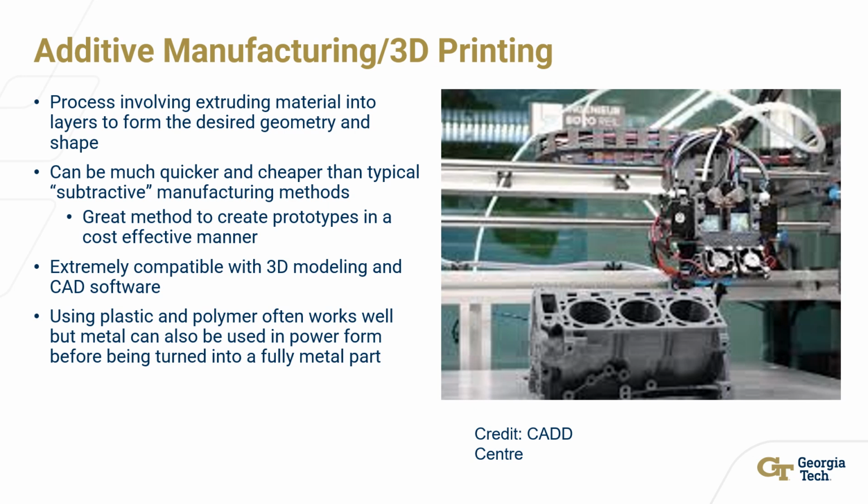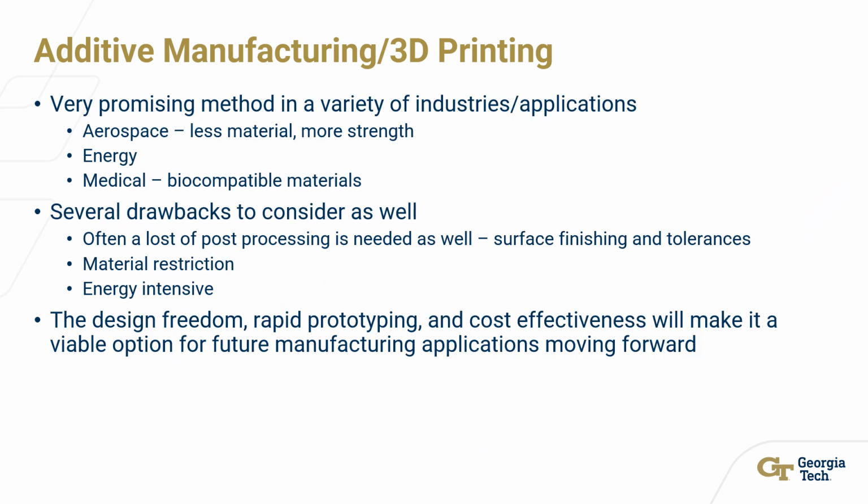You usually use a plastic or polymer. There have also been methods developed to use metal in powder form that can be made into a fully metal part. So it has a lot of promise in a variety of industries like aerospace and energy. One great industry it's been used in is the medical industry, just because of how customizable it is, you can get really unique shapes and designs, and it also prints with very biocompatible materials that can be used in transplants. So that works very well in the medical industry.